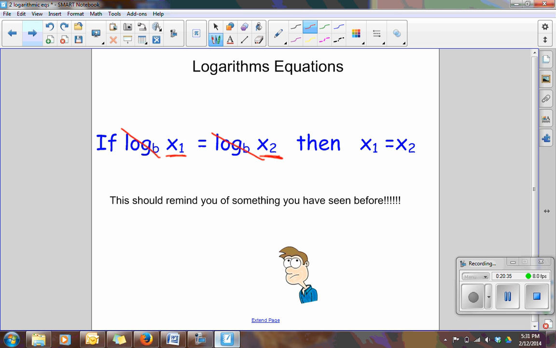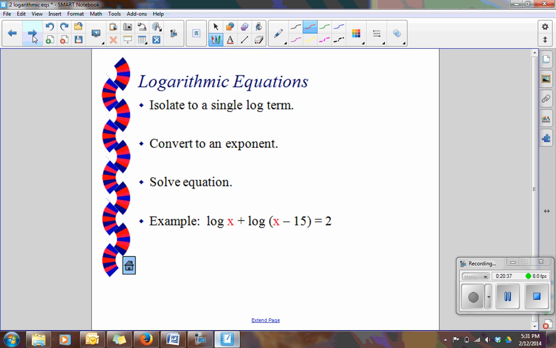I'll show you one last example of that. So logarithmic equations, when we solve these, we want to isolate it to a single log term. So notice here, first of all, we definitely need to get logs on this side first, and we have to combine these logs into a single term. We can't have any coefficients and we can't have any plus. It needs to be one single log on both sides, and they have to have the same base. Then we're going to convert it to an exponent.